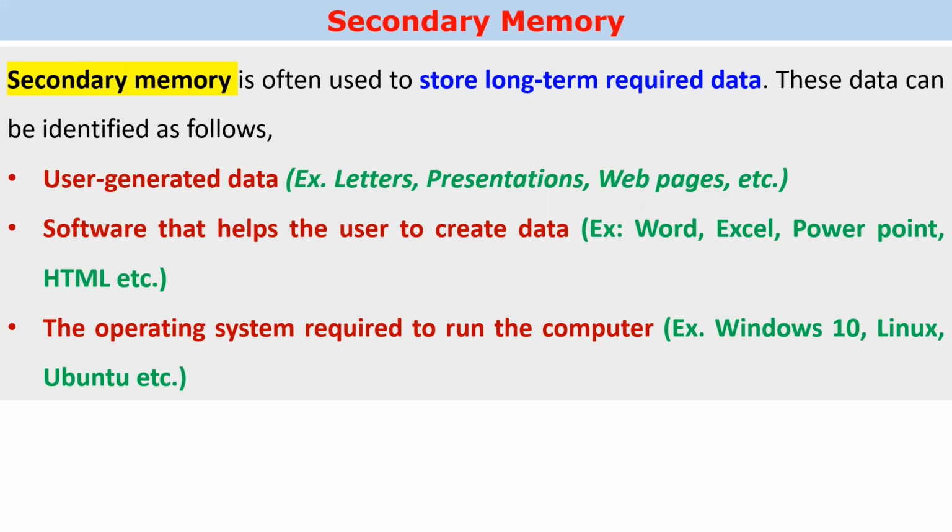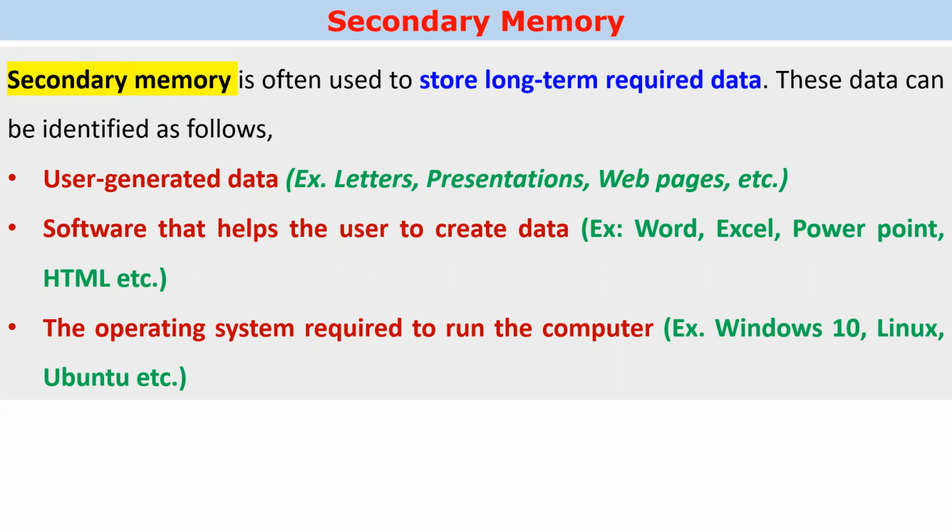Who are the users? We are. We make letters. Letters, right? Then presentations. We make different types of presentations, our data, user data, web pages. Right, here some of the data can be seen in the secondary memories.